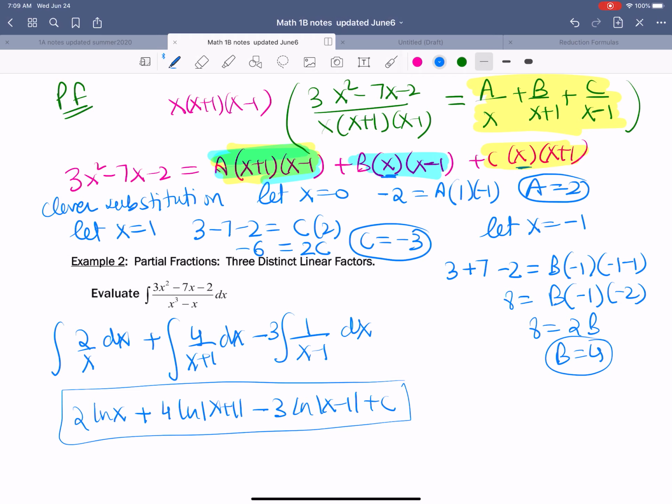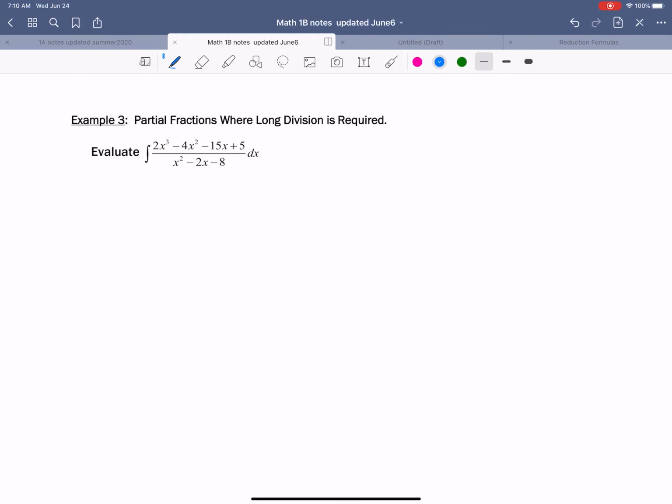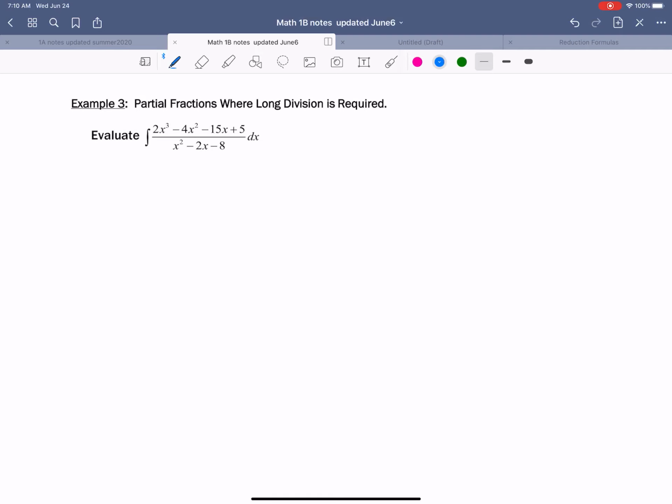Let's check out our next example. Partial fractions when we have to do long division. Here you have a top heavy polynomial. On the homework, it would not tell you to do long division, but you have to recognize if you have a top heavy polynomial, where the numerator degree is higher than the denominator degree, then you have to do long division first.